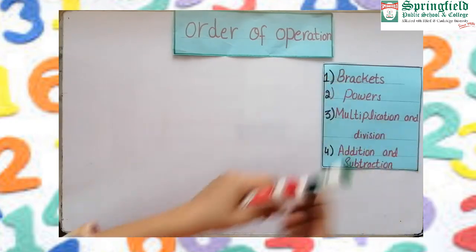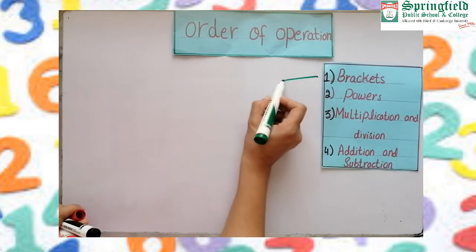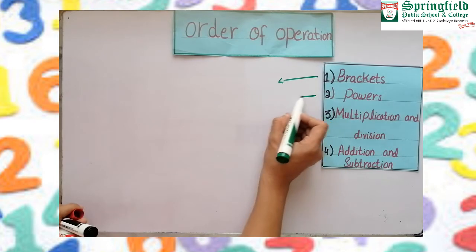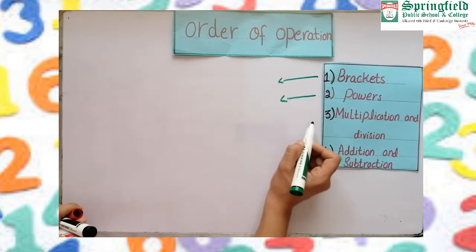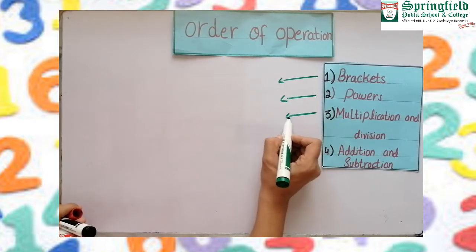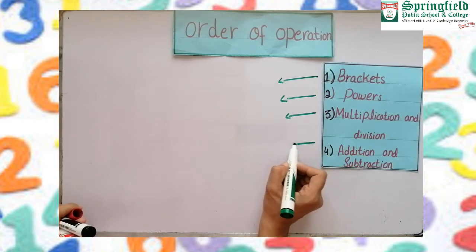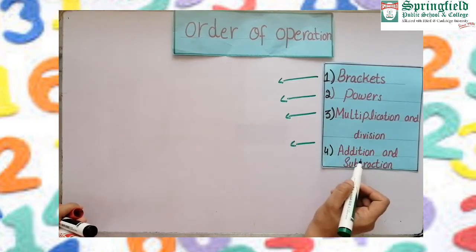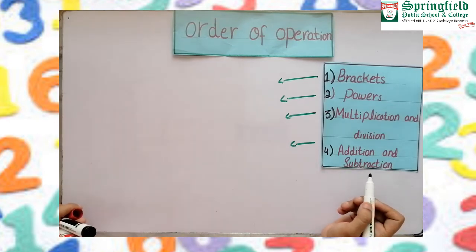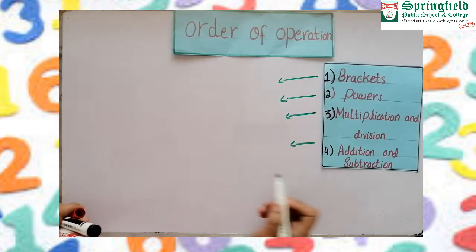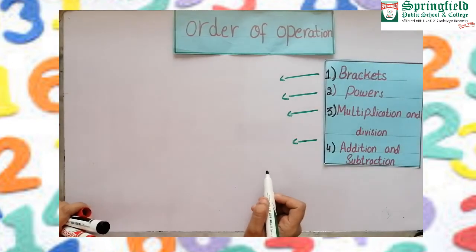It means first we will solve brackets, then we will come to the powers, we will solve powers, and in the second step we will solve multiplication and division, and in the last, fourth step, we will solve addition and subtraction. Understood, beta? Okay, now let us see.